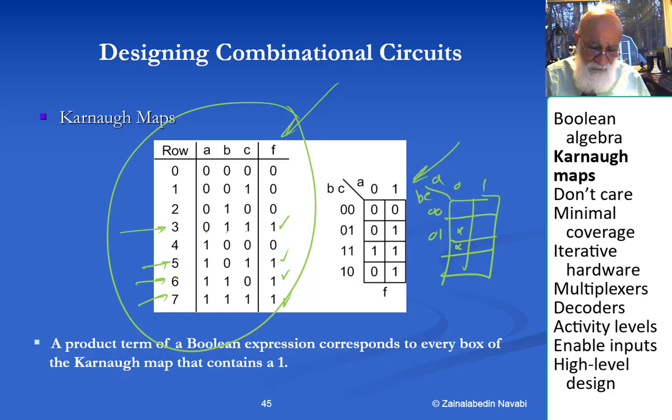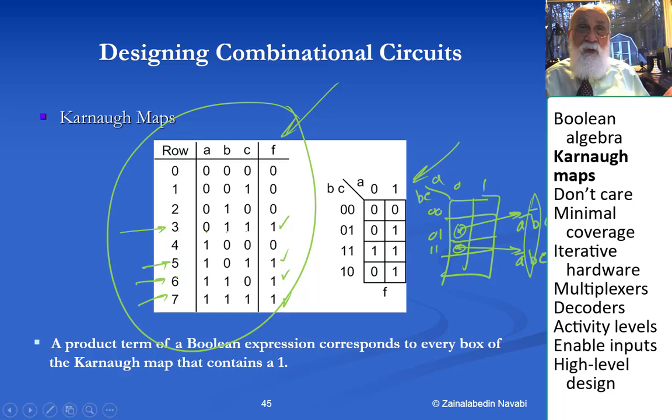I'm going to put 1, 1 here. Therefore, the corresponding term to this is A0, B0, C. The corresponding expression to this is A0, B, C. And therefore, there is only one difference between these two boxes, and therefore the whole thing about Karnaugh map is exactly this: two physically adjacent boxes have product terms that correspond to them that are also Boolean adjacent.